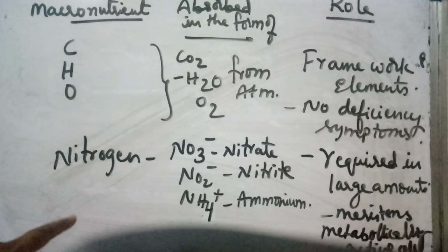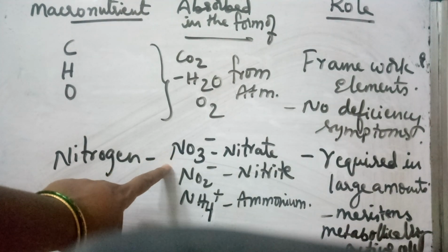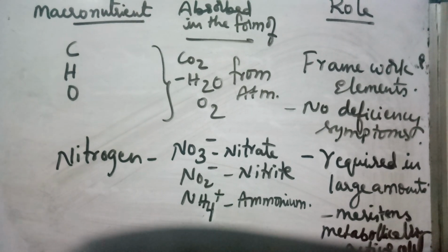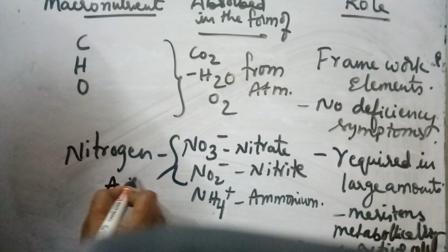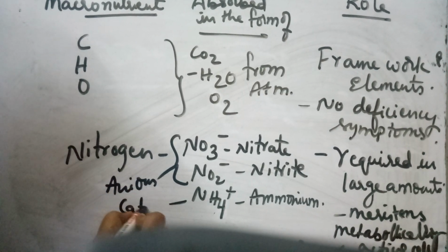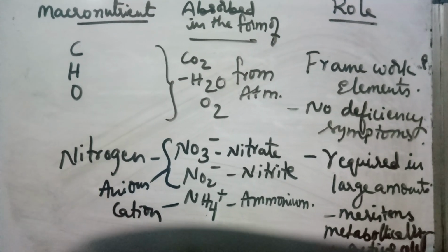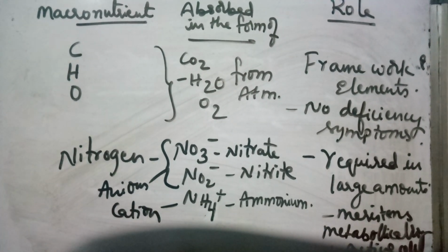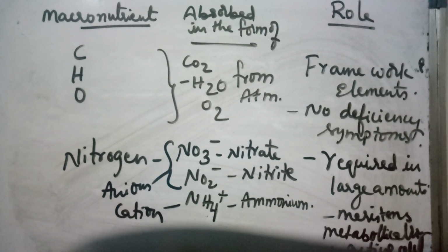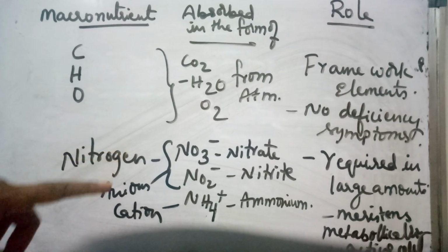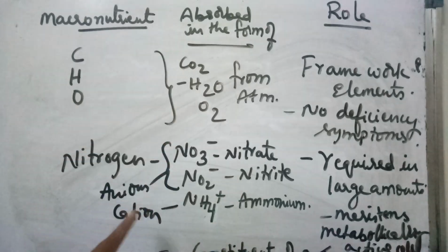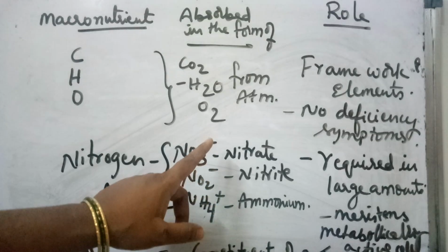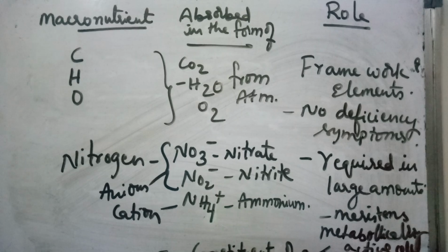Coming to nitrogen. Nitrogen will be absorbed mostly in the form of nitrate. Nitrate and nitrite are anions, negatively charged, and NH4+ is a cation, the ammonium ion. So nitrogen will be absorbed by the plants in the form of nitrate, nitrite and also ammonium ion.